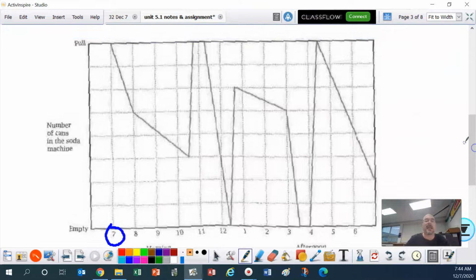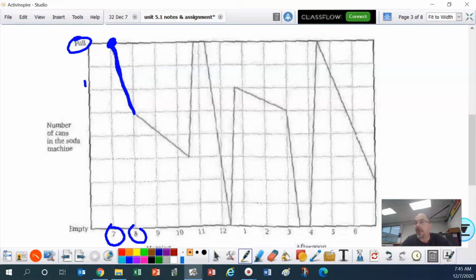So at 7 a.m., we see that the pop machine, the soda machine, is full. Then students come into the school from 7 o'clock to 8 o'clock and they're buying soda, so it goes down. Well, class gets started. Students are going into class.